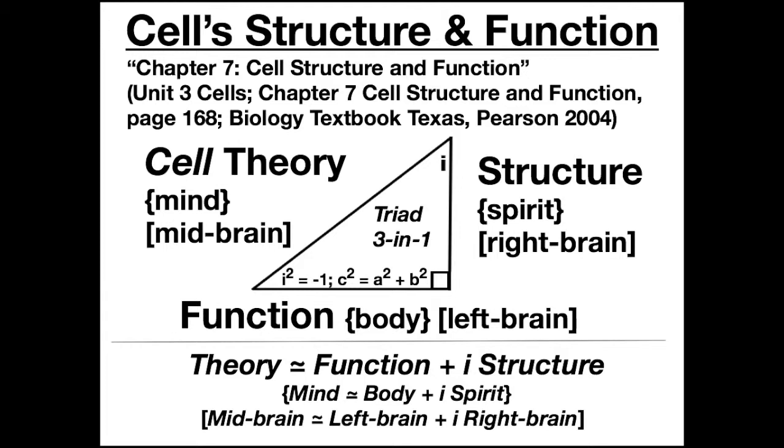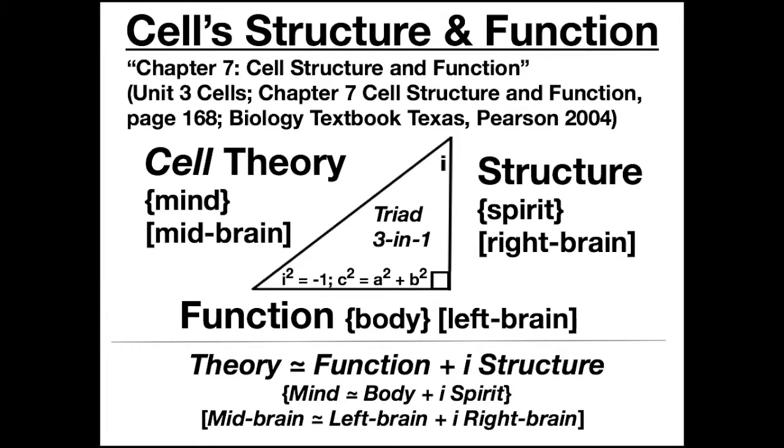On the vertical, as we said, is the structure corresponding to the spirit or the right brain way of viewing things, which is the perspective of the whole. On the horizontal, the real would be the body, obviously, corresponding to the left brain view of things, of the parts, and it would be the function, properly speaking. On the second story would be the cell theory, in this case, corresponding to the mind, as we said, or the midbrain. Underneath the line, we would just summarize the same thing.